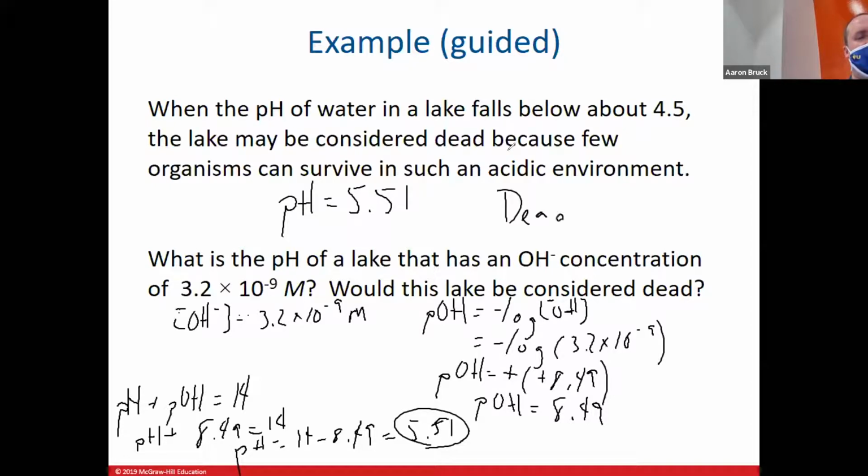Is this lake dead? No. pH needs to be below 4.5. It's above. So no, we would not consider this lake dead. With its high pH, we would be potentially concerned about it, but we would not consider it dead. Right. Any questions with this example?